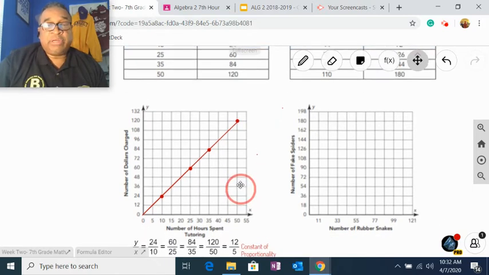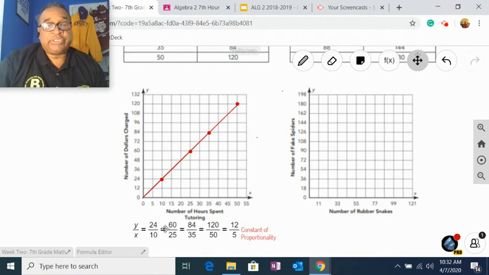And then right below that, I put those into y over x. Each one of those points, put the y over the x. And then we broke those down and simplified it. And that's 12/5, which is our constant of proportionality. Okay. That's two examples there for you.